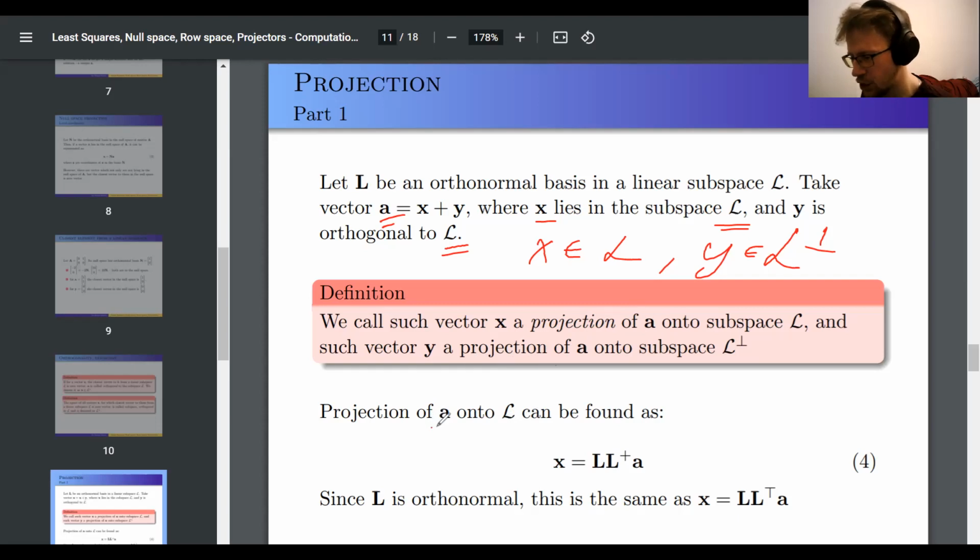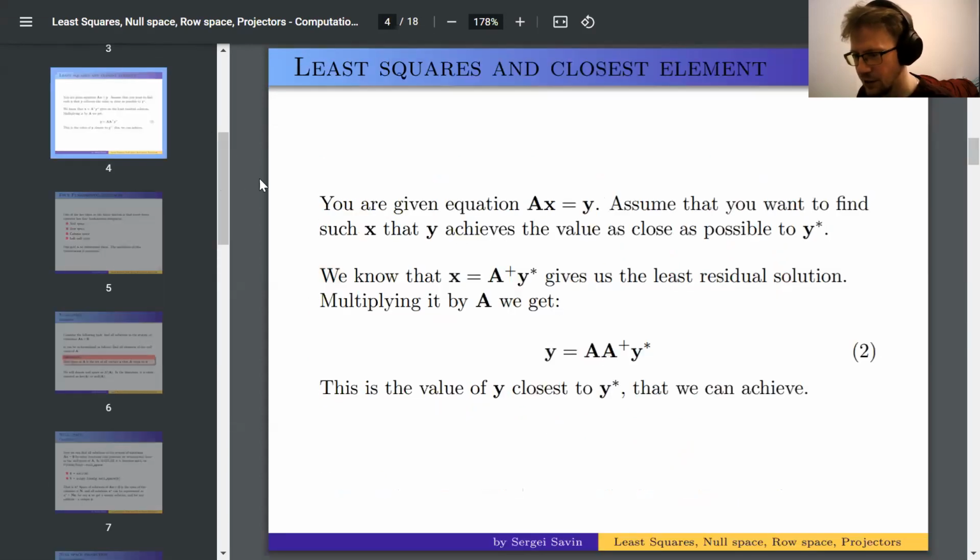How do you find the projection of A onto a subspace? Well, actually, you can find it this way. And notice that is exactly what we saw before. So let me remind you where we saw it before. Yeah, here. This Y was the closest element to Y star.